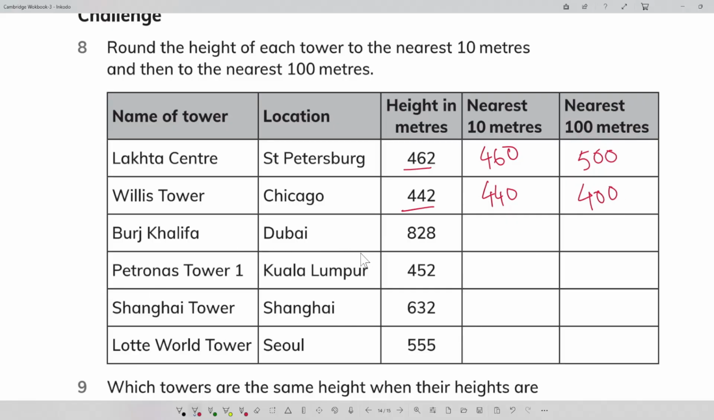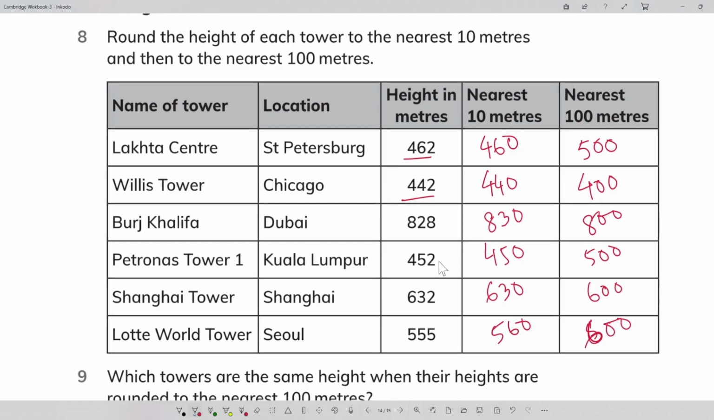Burj Al Khalifa, Dubai, 828 meters. So nearest 10 is 830 meters and nearest 100 is 800 meters. Okay, Petronas Towers, Kuala Lumpur, which is 452 meters. This one nearest 10 is 450 and nearest 100 is 500. Okay, 632, nearest 10 is 630 and nearest 100 is 600. 555, nearest 10 is 560 meters and nearest 100 should be 600, right?